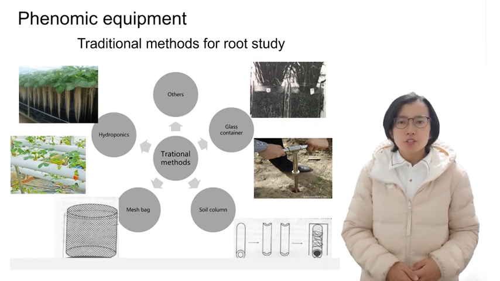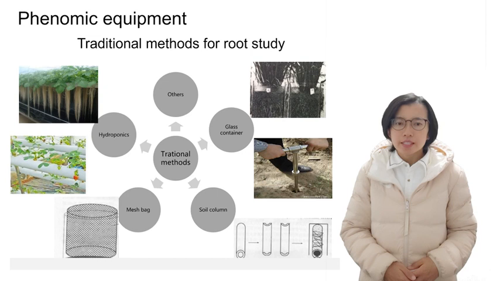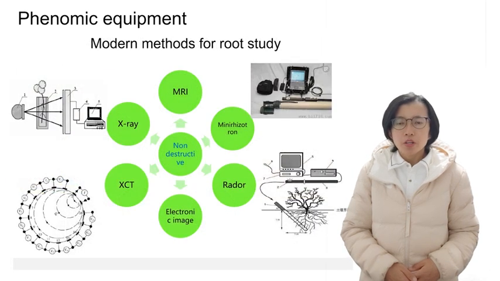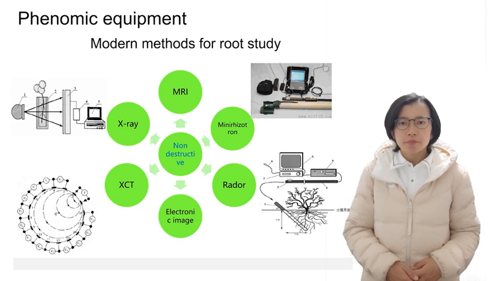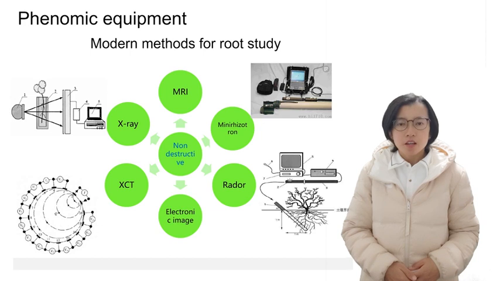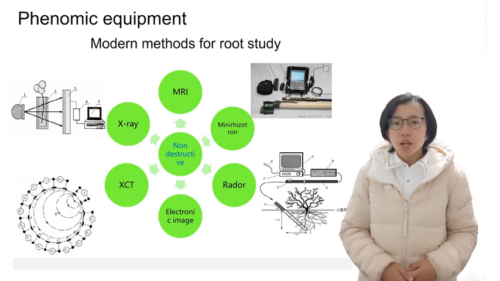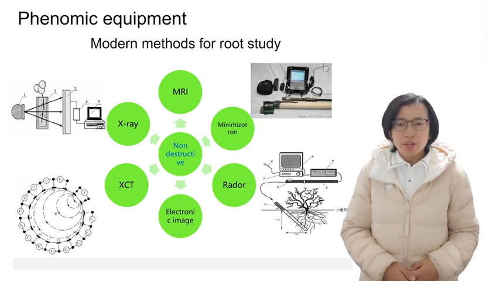These methods are all destructive. That means when you make some experiment on it, you destroy it. So you cannot carry out a continual study on it. How to solve these problems? People invented some modern methods for root study. For example, X-ray and XCT. Yes, it's just the machine used in hospital. We use X-ray or XCT to take a photo of our arms, legs, and brains. As we all know, it's very expensive. So most researchers cannot afford it.